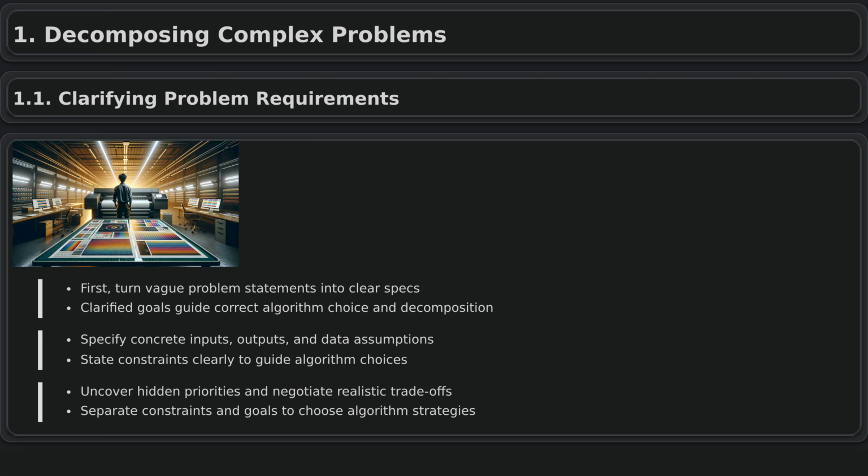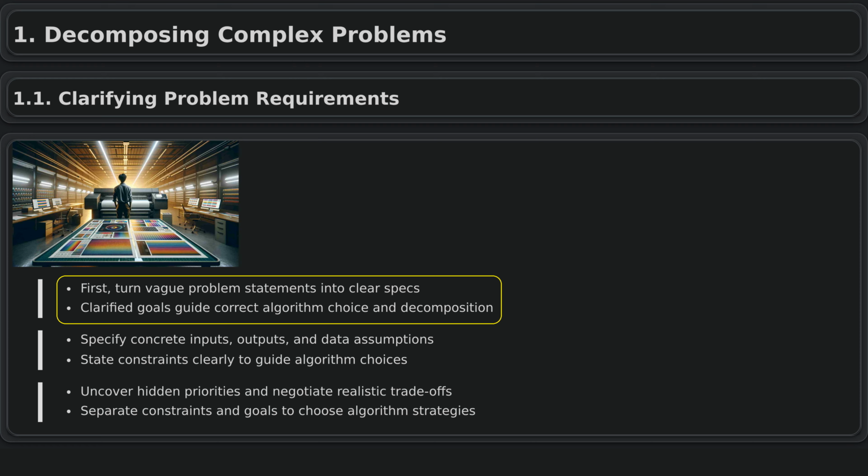Decomposing complex problems, clarifying problem requirements. When turning a complex task into an algorithm, the first step is to clarify the problem requirements. You must understand exactly what is being asked and what is not, turning vague goals into precise specifications.